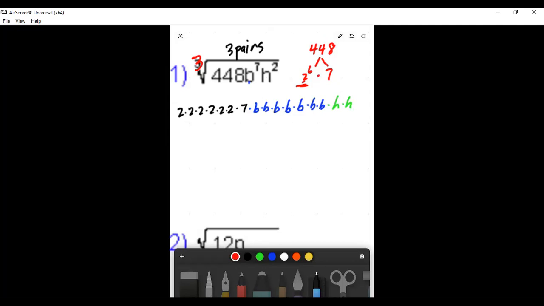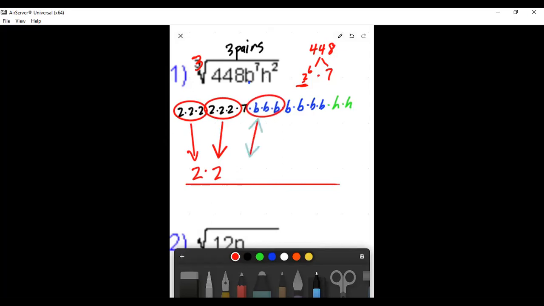So here is 1 pair. So down here, I'm going to have 2. Here's another pair. So that's going to give us this 2. And then the 7, unfortunately, doesn't have, I need 2 more 7s in order to make a 3 pair. So I got to leave the 7 in the house. And then right here, I have 3 B's. So that's going to be, I'm going to multiply that times B. Here's another 3 pair. So I'm going to make that right here.